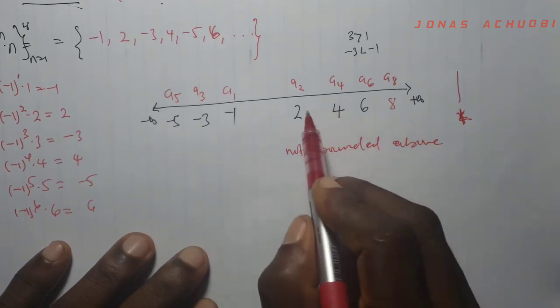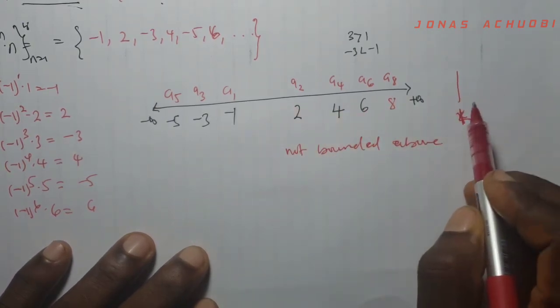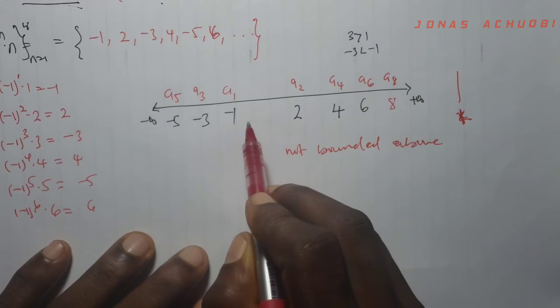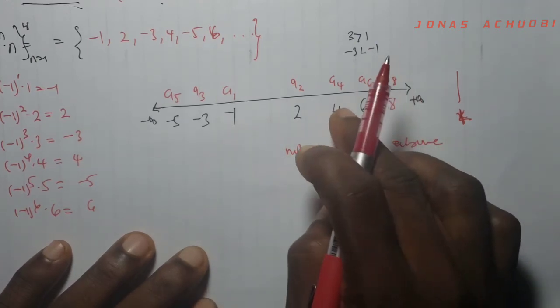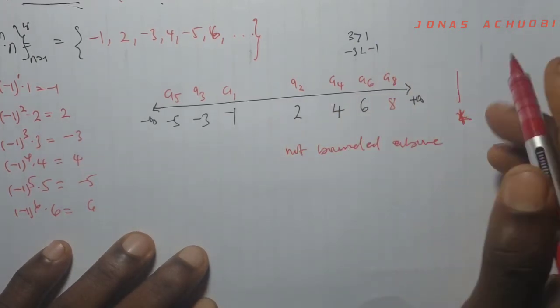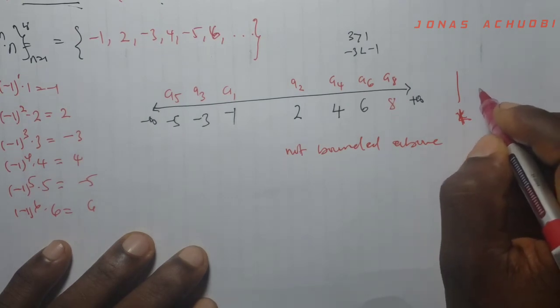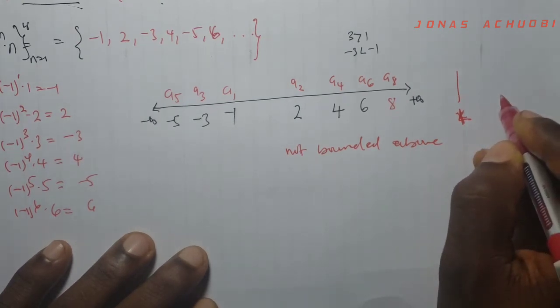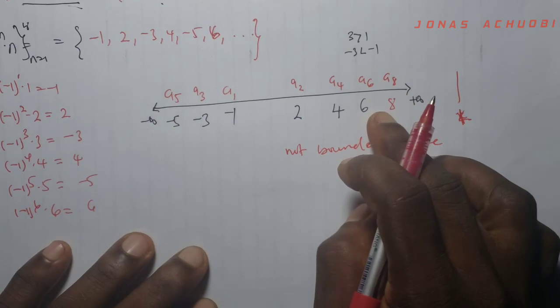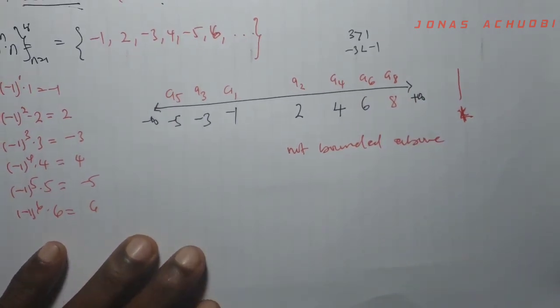Clear? There is no real number to the right that is bigger than every number or every term of the sequence. Whatever real number you pick, there will always be another real number after it that is bigger than all the terms of the sequence. Let's talk about the lower bound.